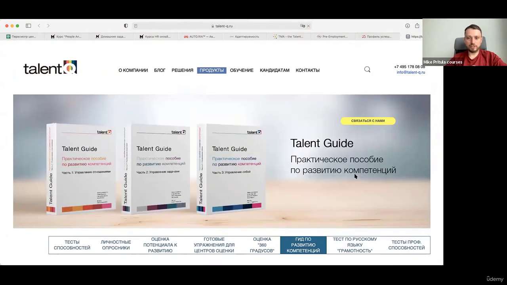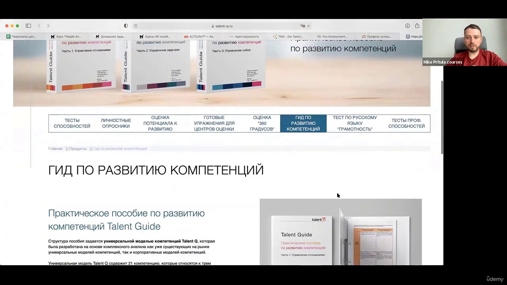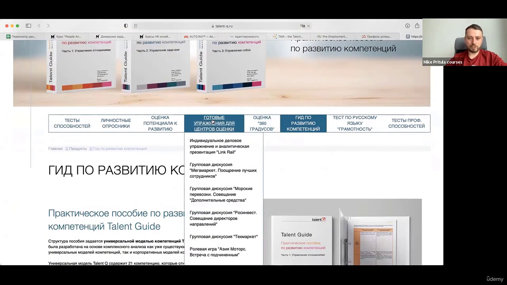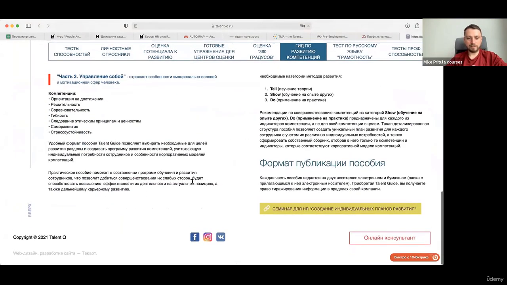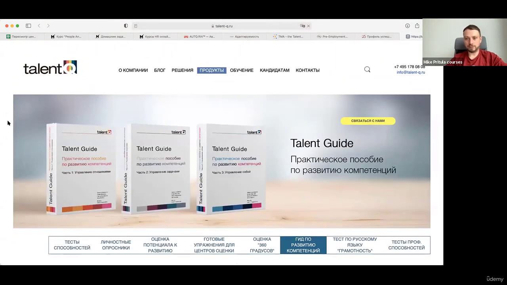And what's also interesting, they have assessment tools. There's a 360-degree assessment. These are ready-made exercises for assessment centers, potential development assessments, and so on. So if, for example, you're considering working with a company on competencies, whether it's conducting an assessment center or a 360-degree assessment, I recommend you consider this as well.